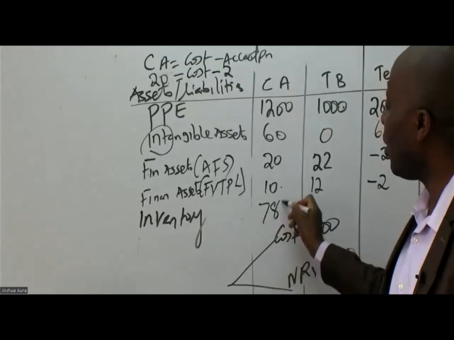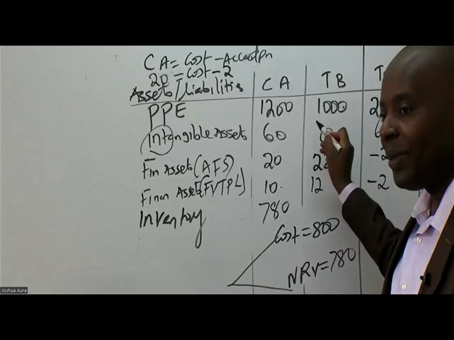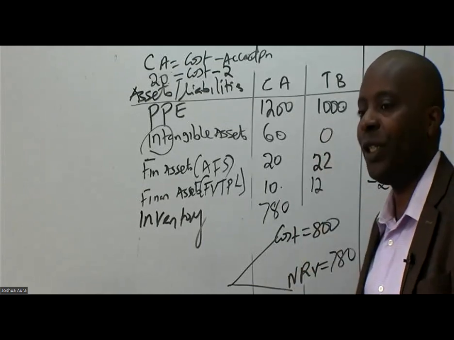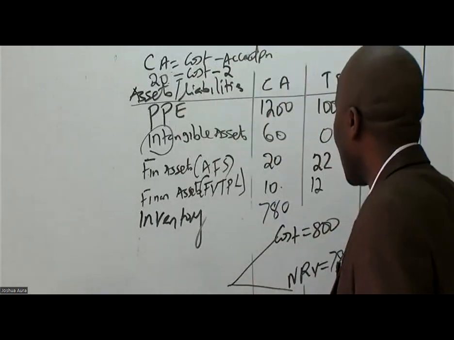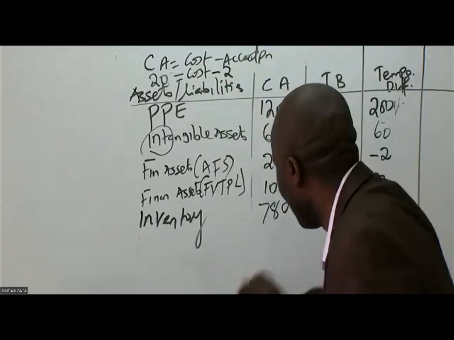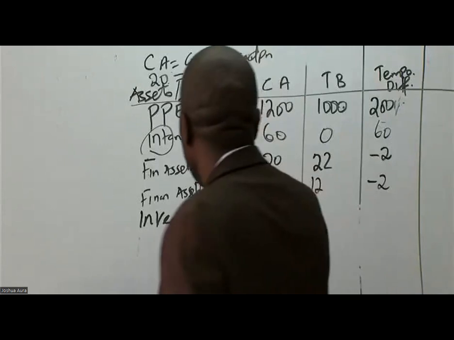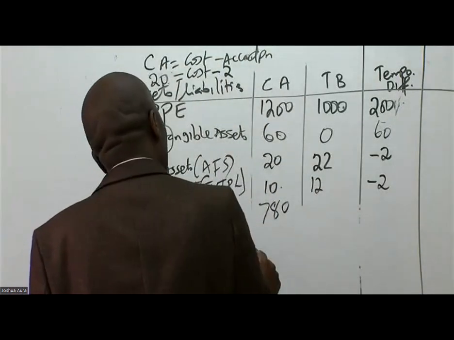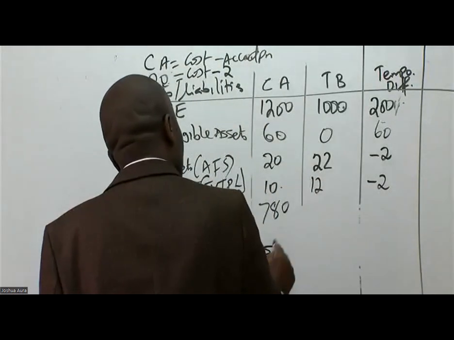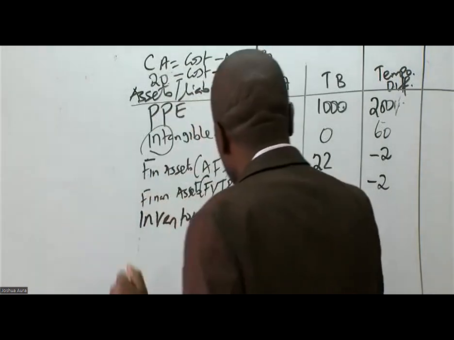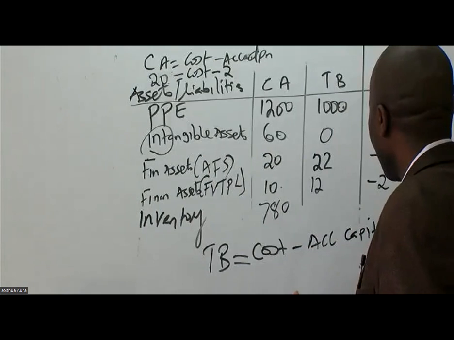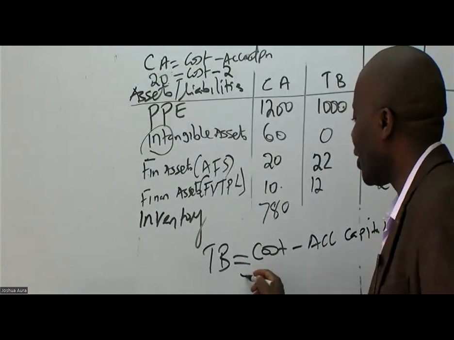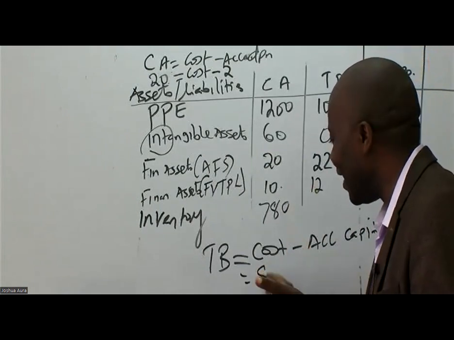Now we need to look for the tax base of this inventory. How do we get the tax base? It is a simple thing. To get the tax base, this is what we normally do: we take the cost, always the cost, minus the accumulated capital allowance. So the cost of this inventory is 800.